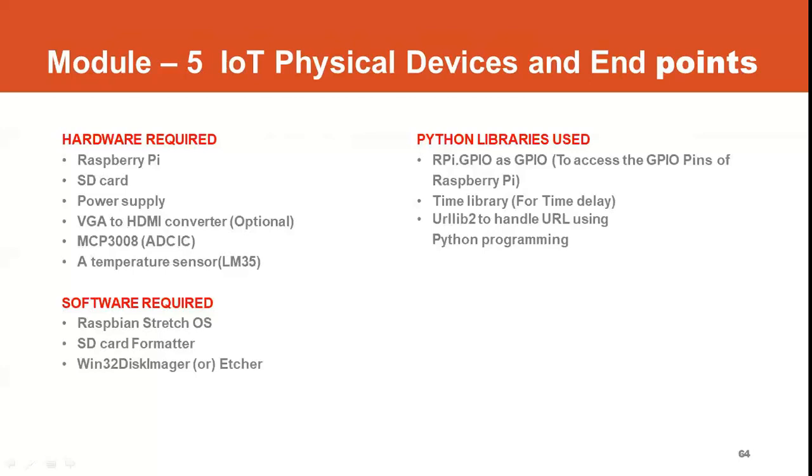The two libraries which we used in our examples are GPIO package as well as the time library. So along with that, we need urllib2. So this particular package is also required to handle the communication with the cloud.